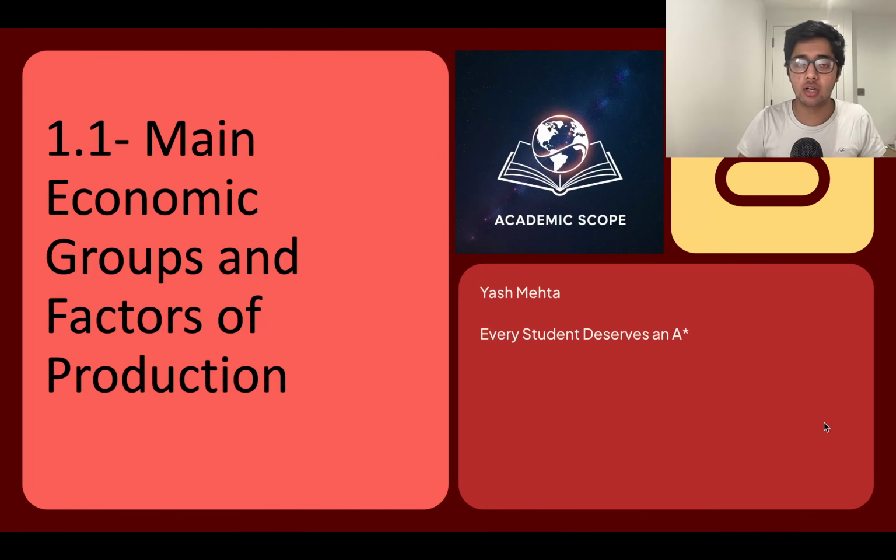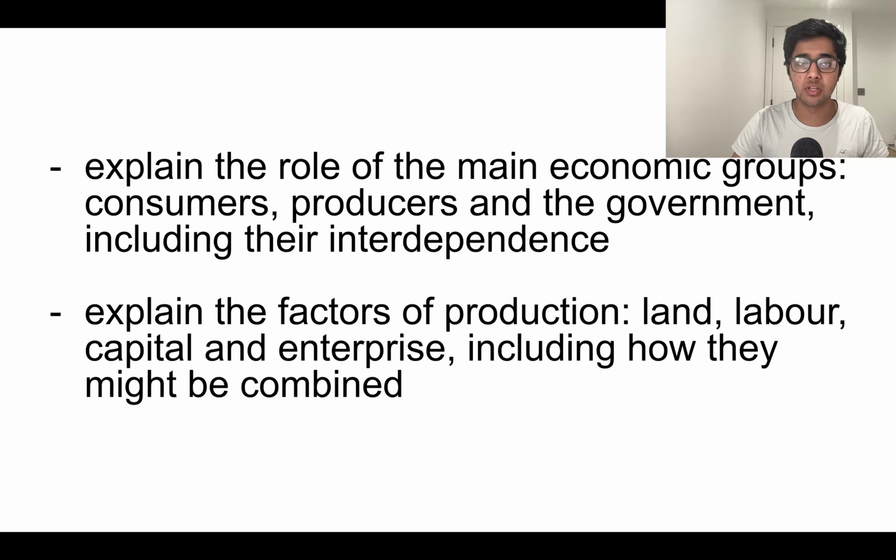Today we're going to cover topic 1.1 in OCR Economics GCSE, the main economic groups and the factors of production. So, the specification requires you to know how to explain the role of the main economic groups, consumers, producers and the government, including their interdependence, and you must be able to explain the factors of production, land, labour, capital and enterprise, including how they might be combined.